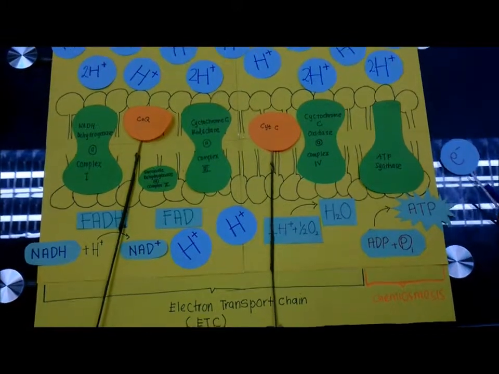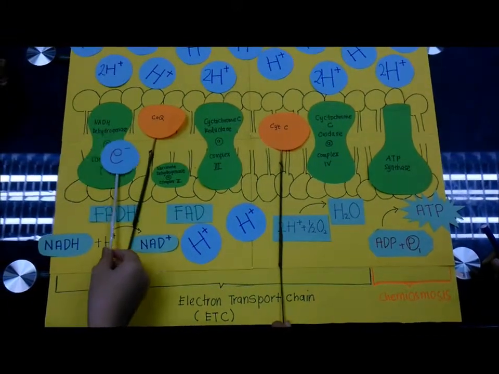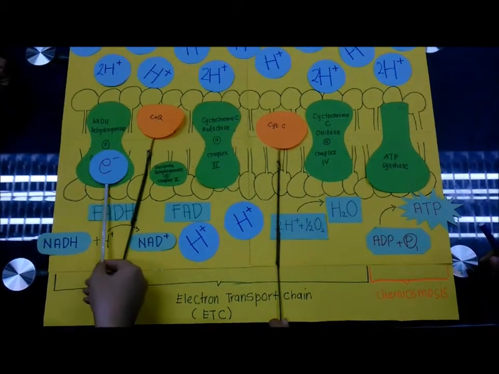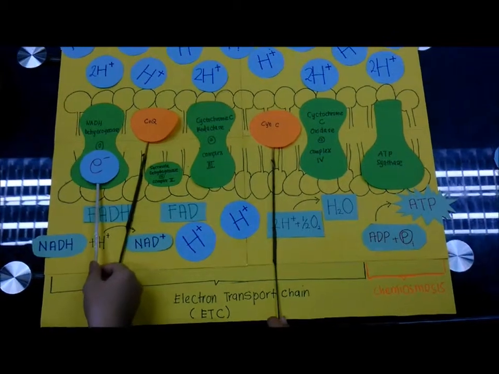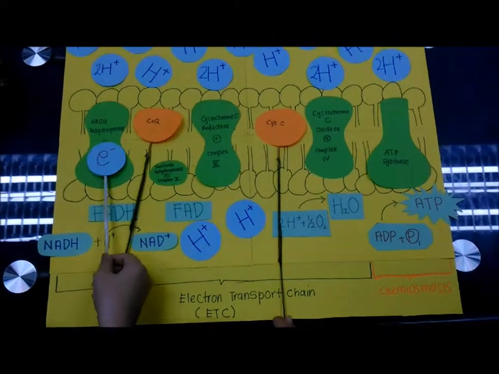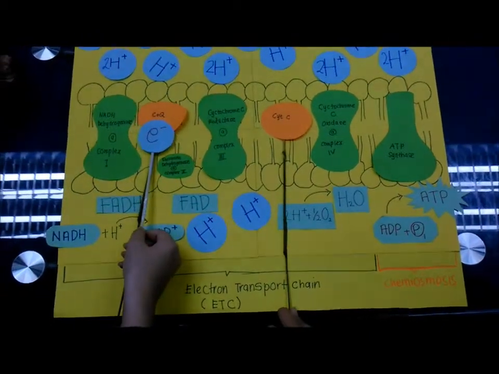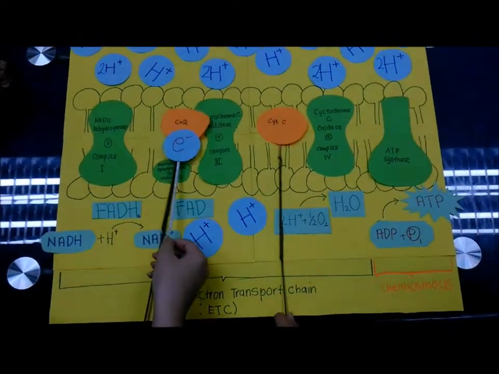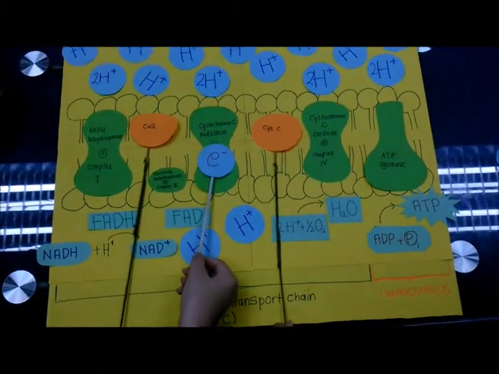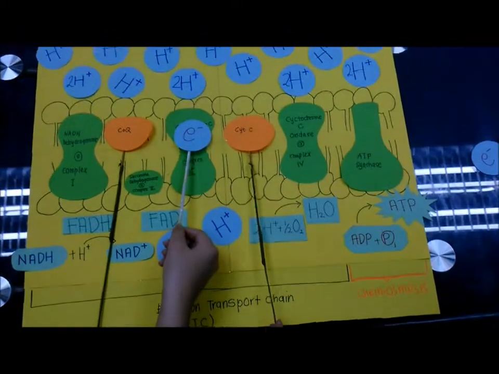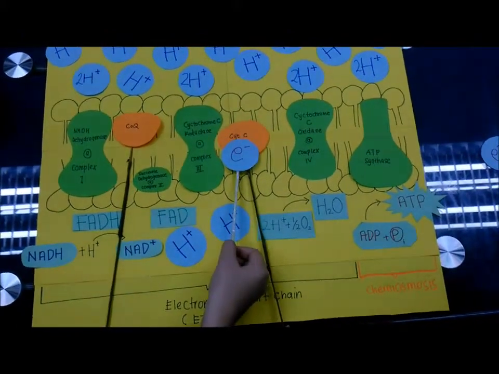NADH transfers its electron to NADH dehydrogenase. NADH is oxidized while NADH dehydrogenase is reduced. But NADH dehydrogenase returns to its oxidized form as it passes its electron to ubiquinone. Ubiquinone then passes its electron to cytochrome C reductase. Cytochrome C reductase returns to its oxidized form as it passes its electron to cytochrome C.